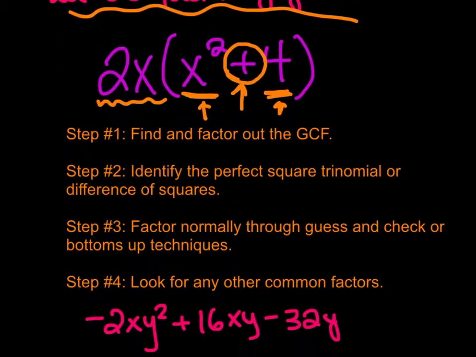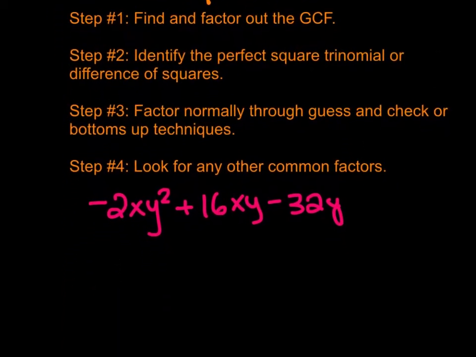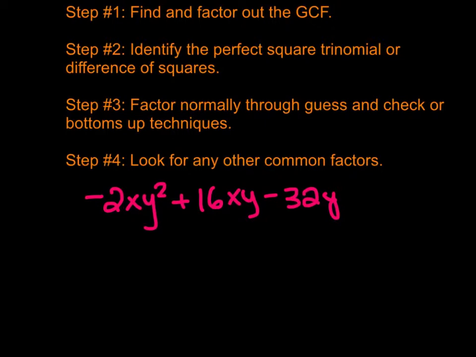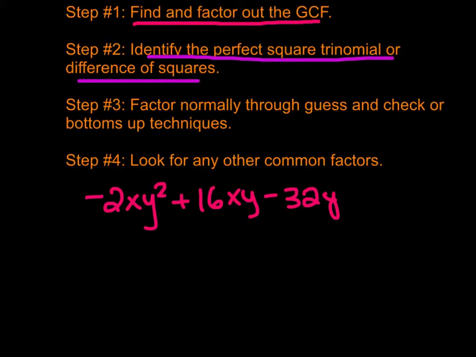So I said before, there's a couple of steps that you can take to see if you have everything taken care of. Our first step, step 1, find and factor out the greatest common factor. After that, you can then identify perfect square trinomials or difference of squares. And this is one that's kind of hard to see. So if you don't see the difference of squares or the perfect square trinomial, then you can go to step 3 and factor it. You can use the bottoms up technique, you can use guess and check, whatever technique you've been working on and what works for you.